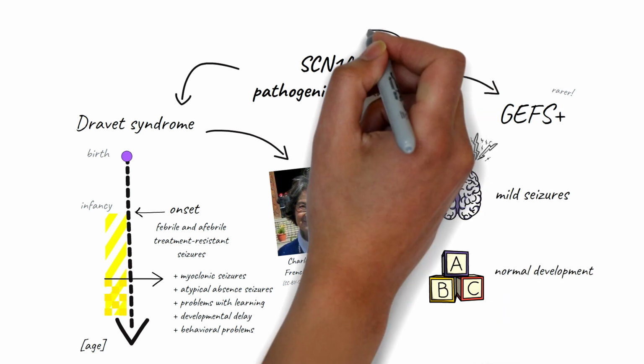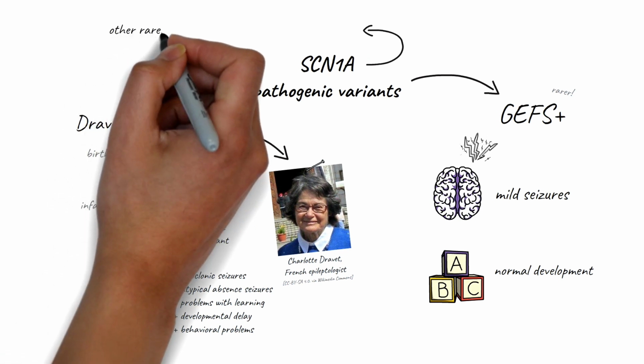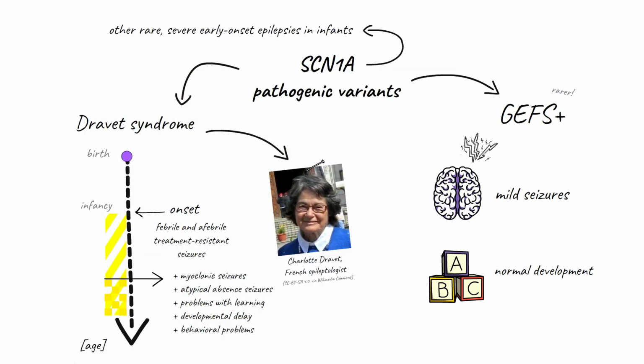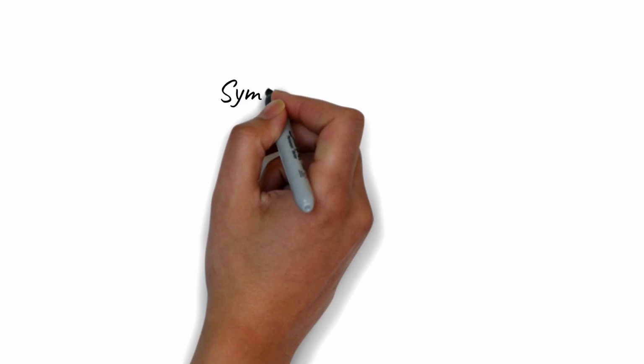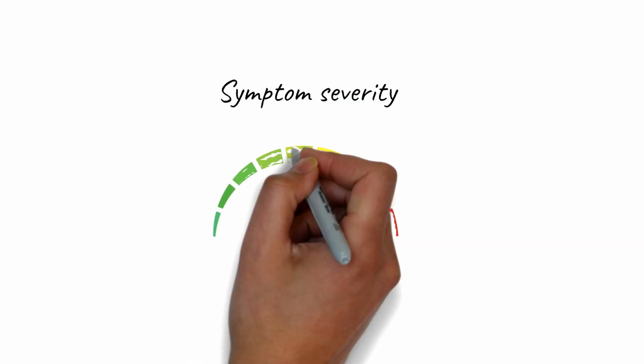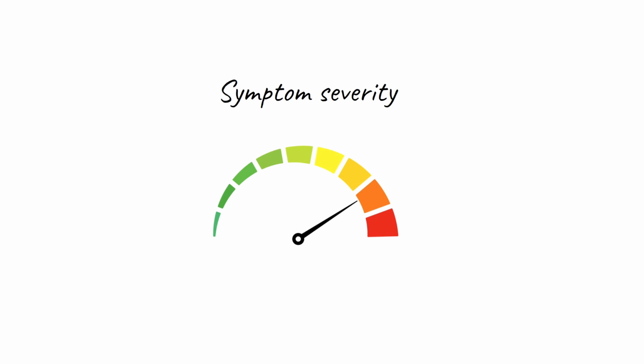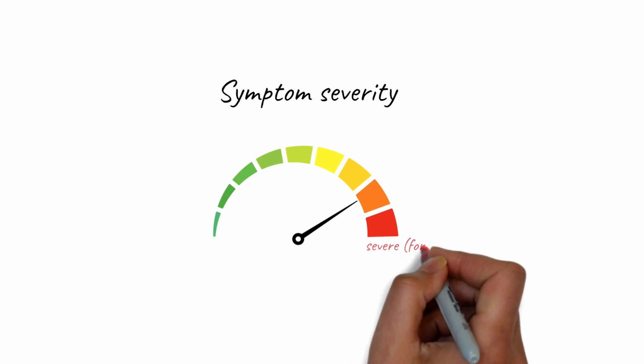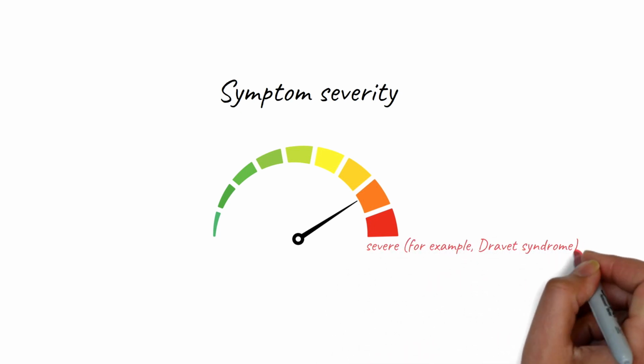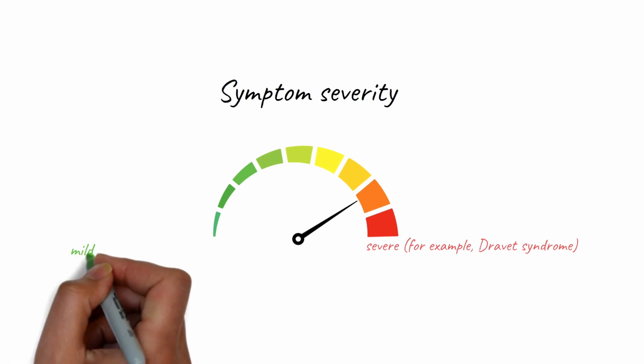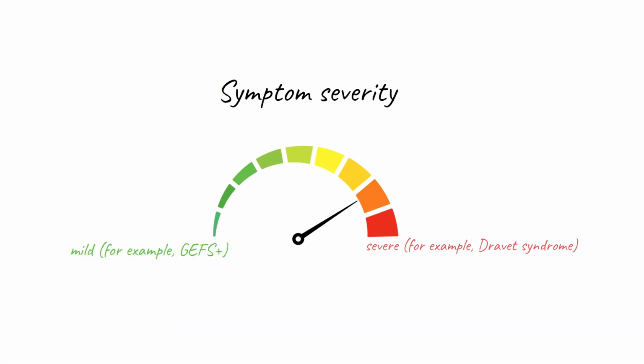Apart from these more common presentations associated with SCN1A gene variants, there are also other, rarer forms of very severe early onset epilepsies described that present in the first few months of life. Researchers have compiled a list of symptoms seen in patients in varying severity. Epileptic seizures can be severe and life-threatening in individuals with Dravet syndrome, but can be much less severe and less frequent in individuals with GEFS+ phenotypes. This range of symptoms is called a disease spectrum.